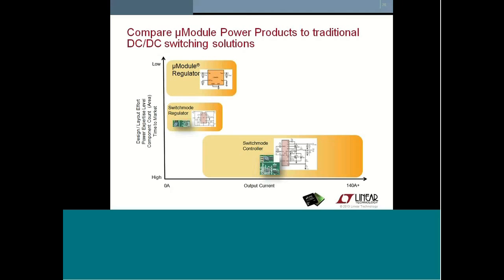Let's put the available solutions into a graph, having design or layout efforts, power level, component count, and time to market on the vertical axis, with higher values at the bottom and lower values at the top. A switch mode controller solution can deliver a lot of power, but its design is complex and long. A monolithic design is faster but provides limitation in power level.